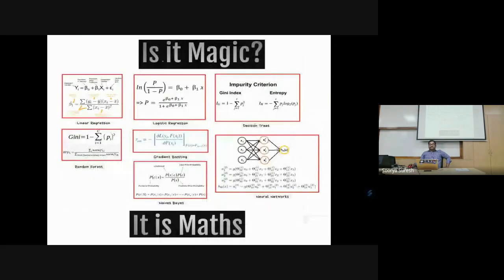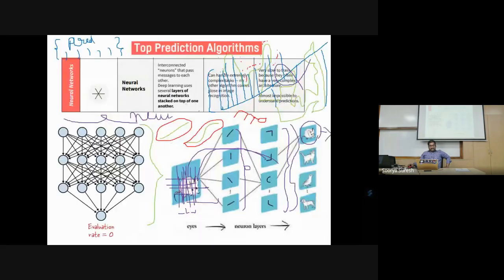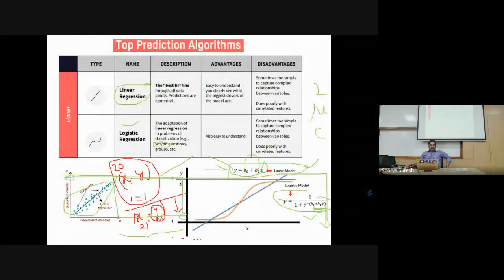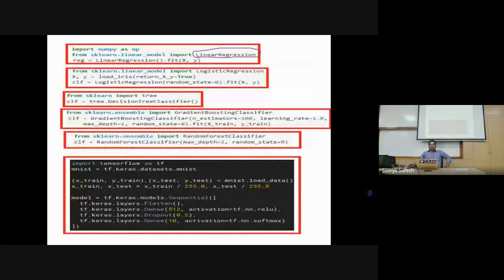So is it magic? No. See here, we have built-in functions. Whenever we say linear regression, I can import linear regression. We need not know what is linear, what is regression, and what is curve fitting. We need not know anything. We need not analyze anything. Python provides everything to us. We are just using sklearn linear model, importing linear regression, fitting the points, and getting the model.